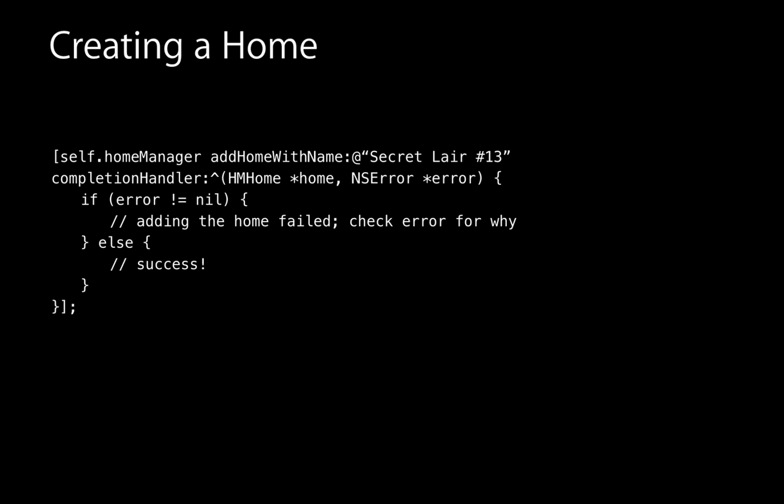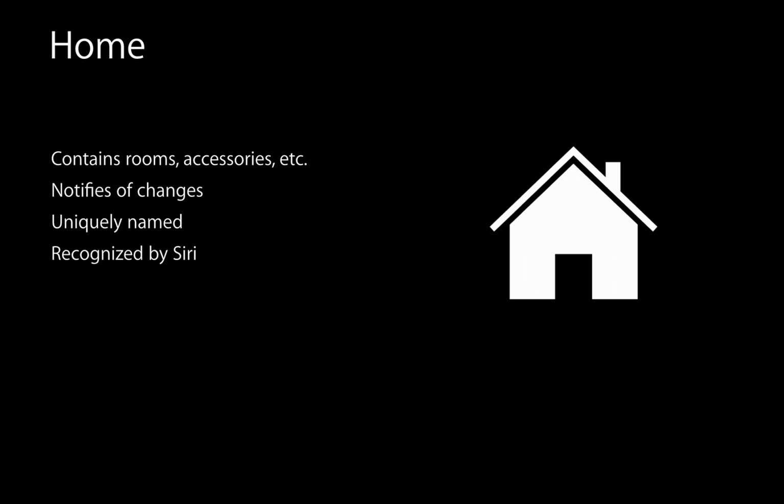So you add a home with name, and that completes with the completion handler. It would only fail likely if the home had the same name as another home, because homes need to be uniquely named. So homes contain all of the data for a home. So you have your rooms, you have your accessories, and so on. It notifies you of changes to that home. And the names of homes are recognized by Siri so that users can refer to them when they are giving commands.